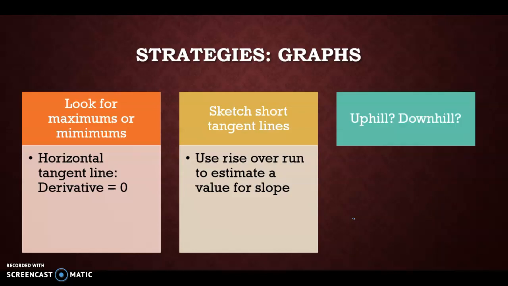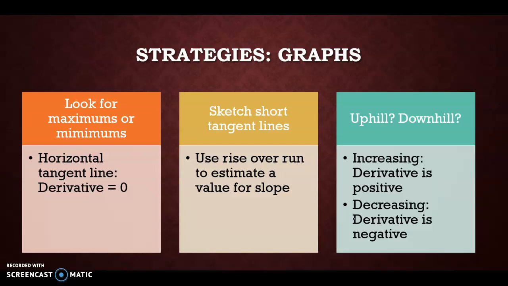And then pay really close attention to uphill or downhill on your f of x function. That would mean that your f prime function would be positive if f is increasing, and if f is decreasing, f prime would be negative. So those are some really good strategies as you're looking at graphs and trying to sketch a picture of what f prime would look like.